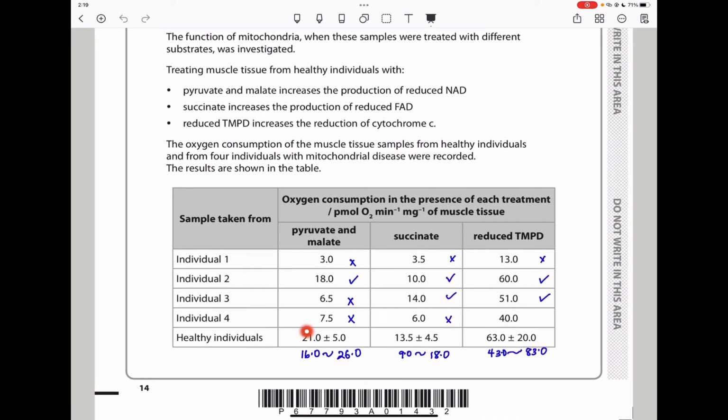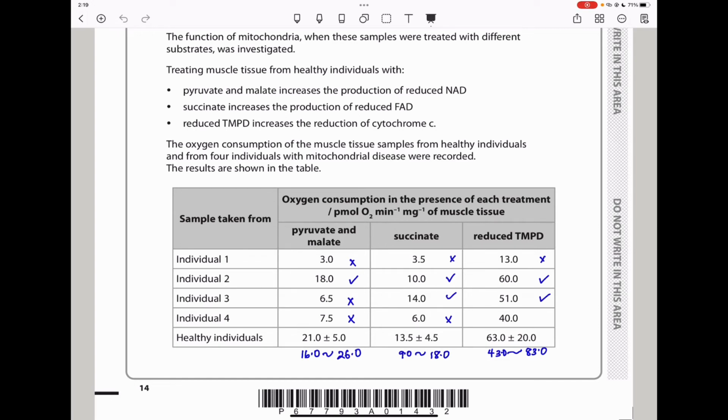Please ignore the marks I put here. I did that for the explanation on the next page. However, I'm going to try to talk about the observations here. Keep in mind that we are going to use the information from the healthy individuals as being normal. So the normal oxygen consumption when treated with pyruvate and malate should be between 16 to 26. I'm taking this plus or minus 5, so it gives me this range. And for treating with succinate, it should be between 9 to 18, plus or minus 4.5, and this one should be between 43 to 83, plus or minus 20.